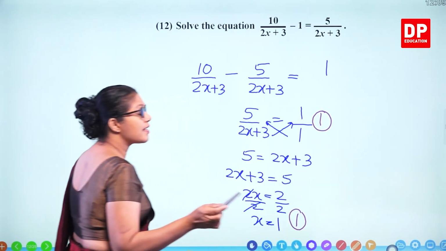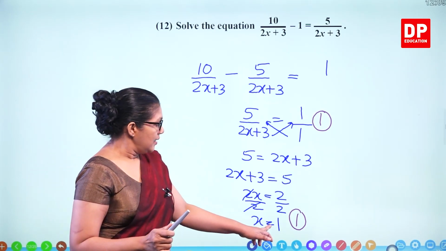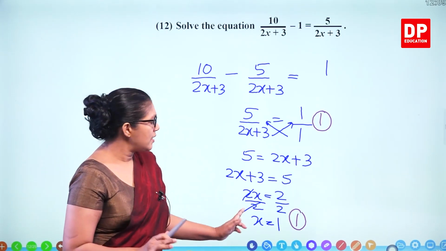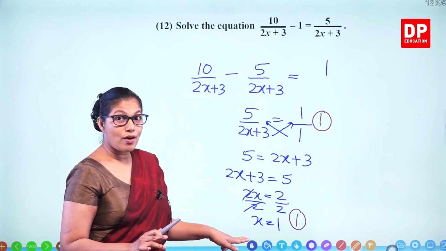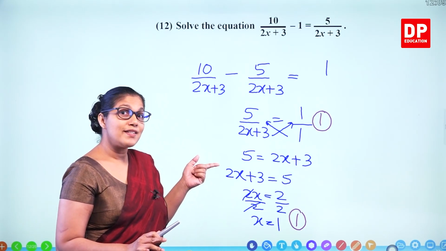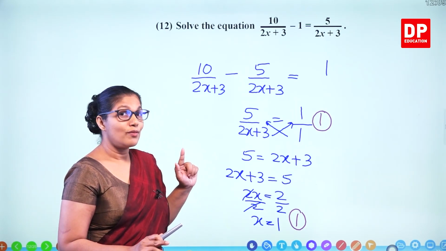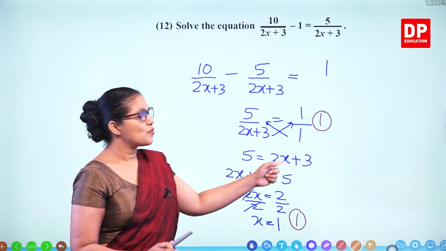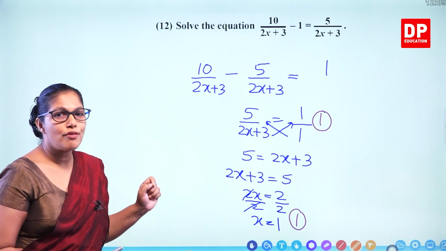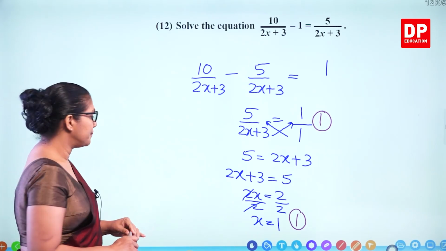If your answer is correct, you get 2 marks. What happens if your answer is wrong, but your method is correct? You get 1 mark. So that's why we are always telling you to write down the method.